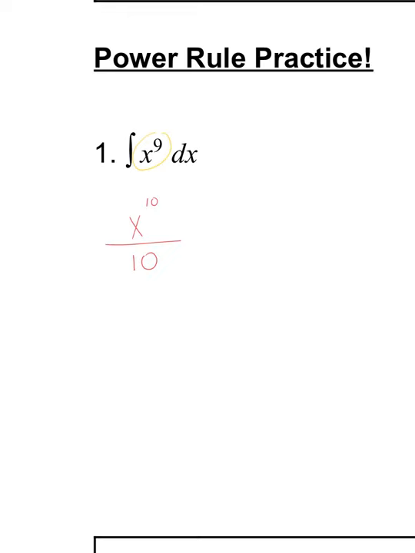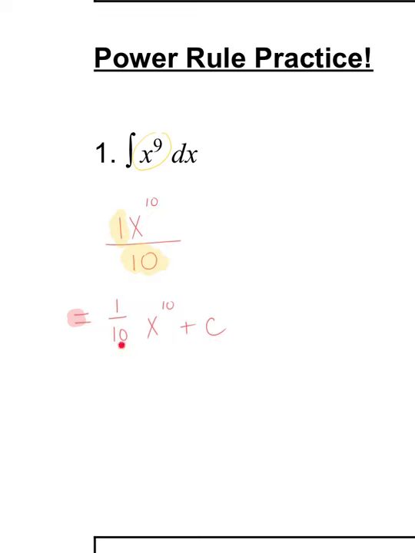Now you need to simplify. That's the same as 1 x to the 10th over 10. You need to pull out that fraction and write it as a coefficient. So you would write it as 1/10 x to the 10th plus c. The reason you want to simplify it and rewrite it and pull that coefficient out is so that you can check your work. Now check your work by taking the derivative.